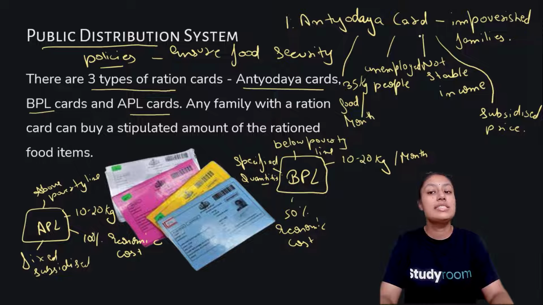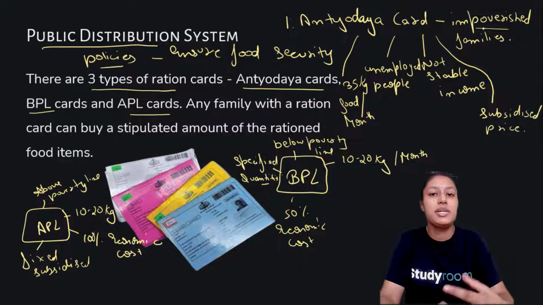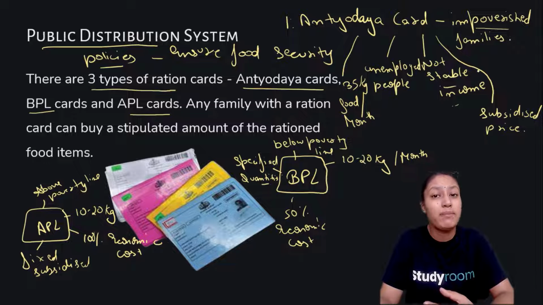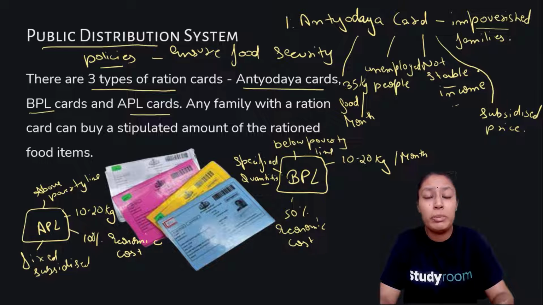Now, first is Antyodaya card. Antyodaya card is basically given to impoverished families, meaning families who do not have a stable income and hold people who are unemployed in the family. They can be men, women, old people or children, who are unemployed for some reason, or people who have some kind of disorder or disability.